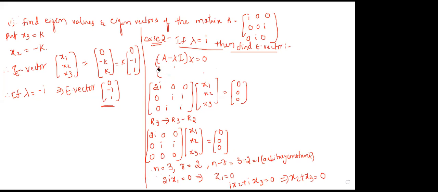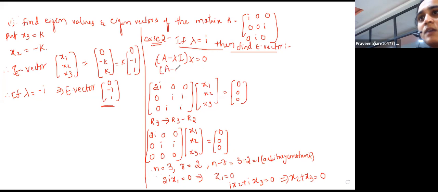Then here, A minus i into I into x is equal to 0.